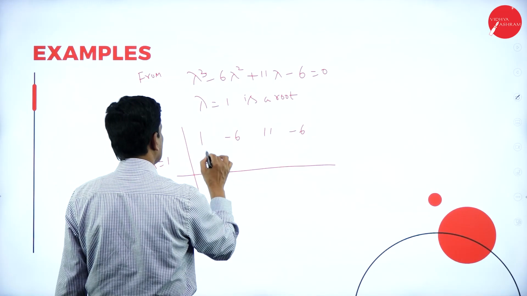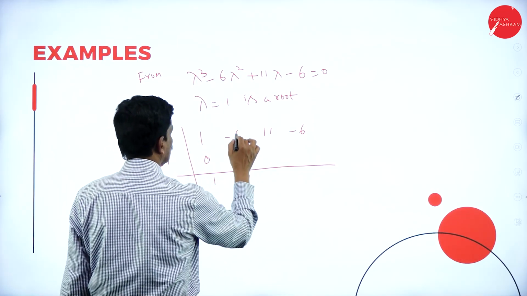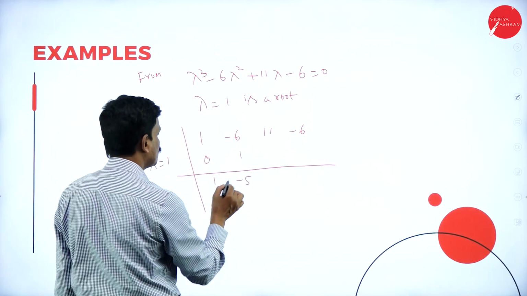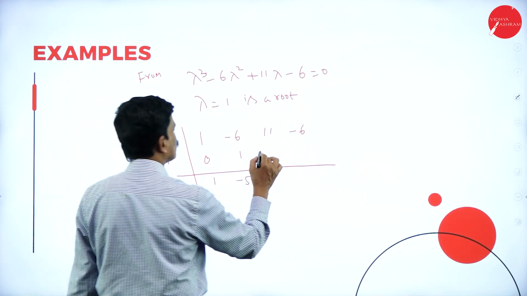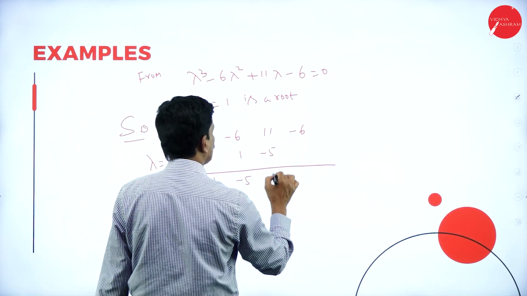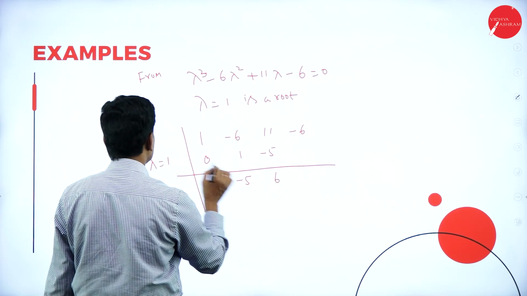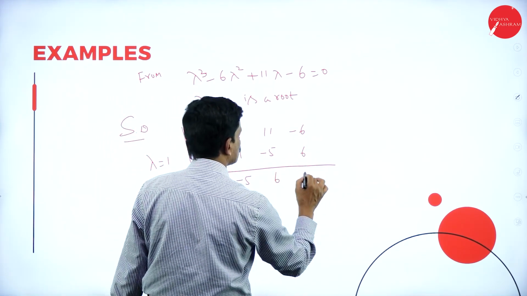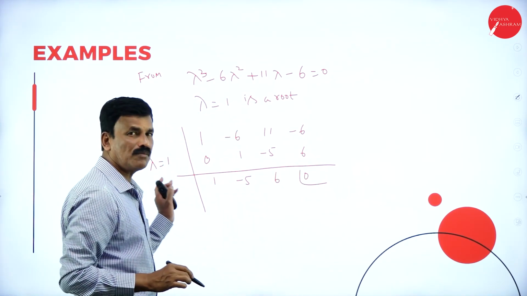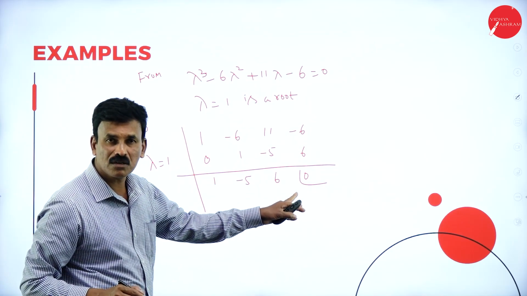Add this. 1 plus 0 is 1. 1 into 1 is 1. Add this. Minus 6 plus 1 is minus 5. Again multiply it. 1 into minus 5 is minus 5. 11 minus 5 is 6. Again multiply. 6 into 1 is 6. Minus 6 plus 6 gets cancelled, 0. If lambda is equal to 1, definitely you will get the last value as 0.